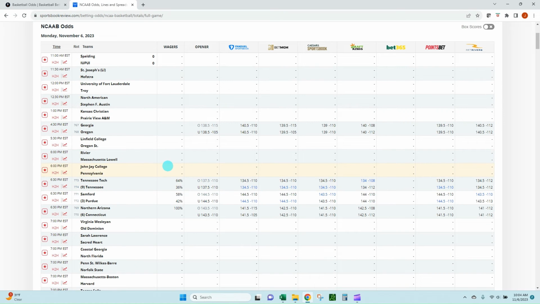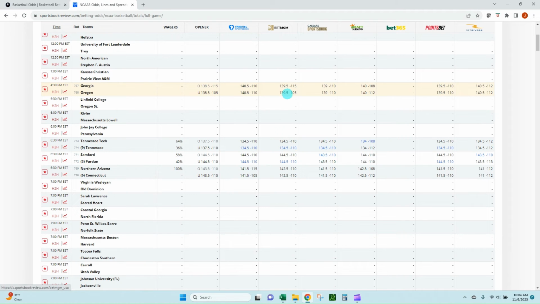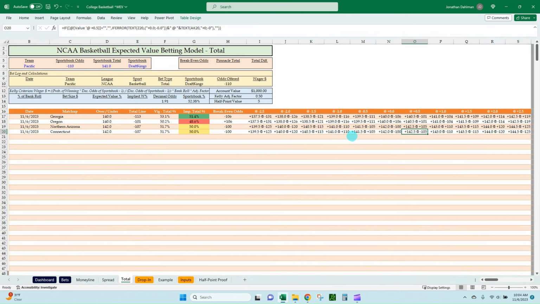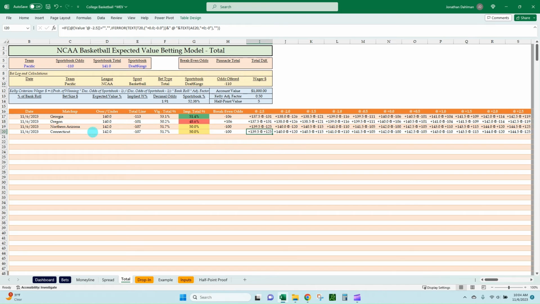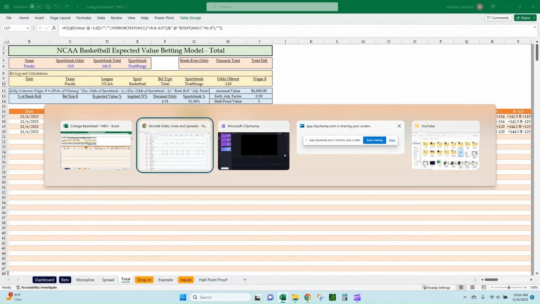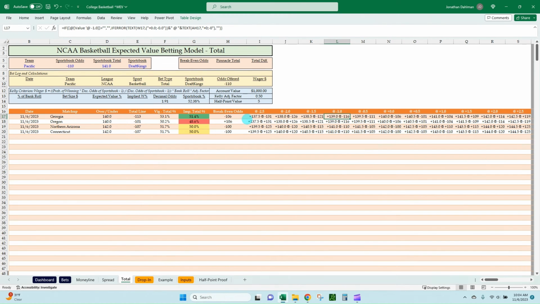And then the Georgia Oregon game was at, let's see, we got 139, 139.5, 140.5. So a lot of movement there. 139.5, minus 110, minus 110. So points bet would be, yep. There's a, oh, Caesars, 139. Here we go. So we want to take the over.